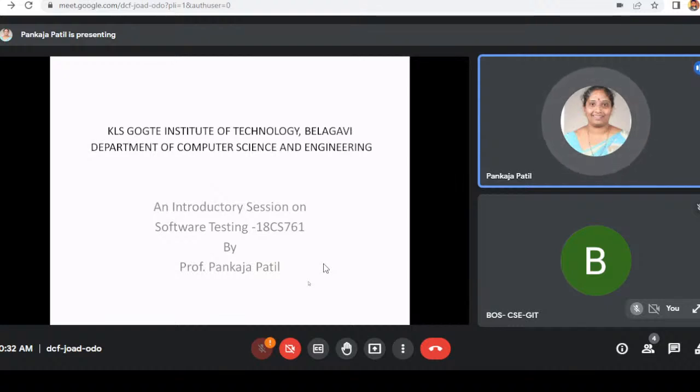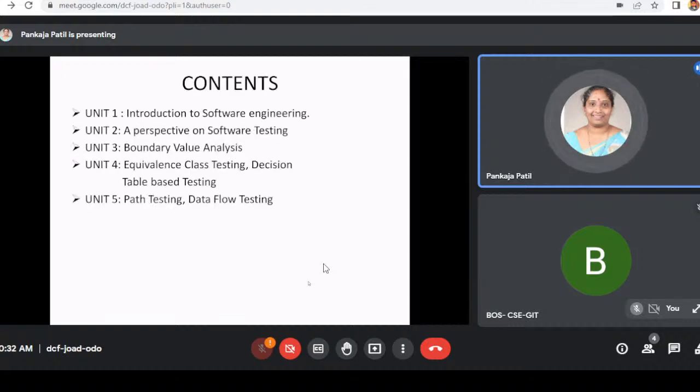Okay, good morning to one and all present here for this introductory session on software testing. I'm Professor Pankaja Patil, willing to handle this subject, software testing, which is one of my favorite subjects as well. So let's see the contents of this particular course.